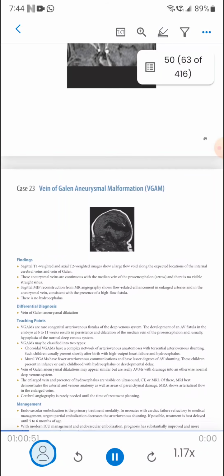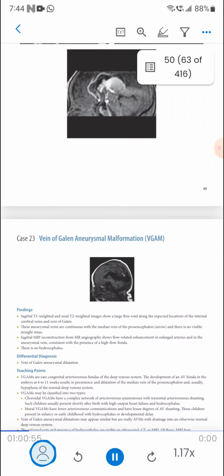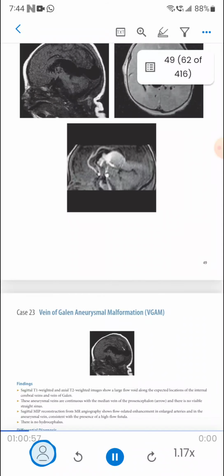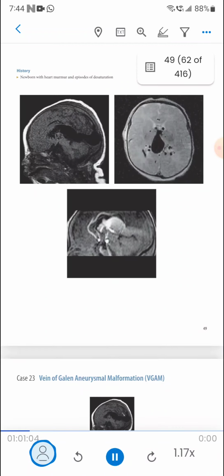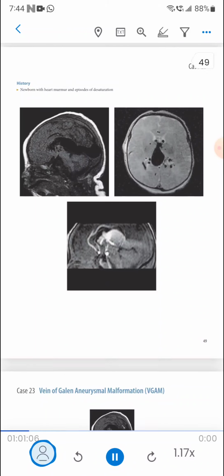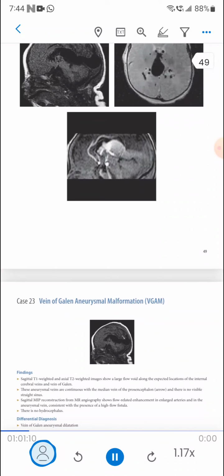Case 23: Vein of Galen aneurysmal malformation, VGAM. Findings. Sagittal T1 weighted and axial T2 weighted images show a large flow void along the expected locations of the internal cerebral veins and vein of Galen. These aneurysmal veins are continuous with the median vein of the prosencephalon, arrow, and there is no visible straight sinus.